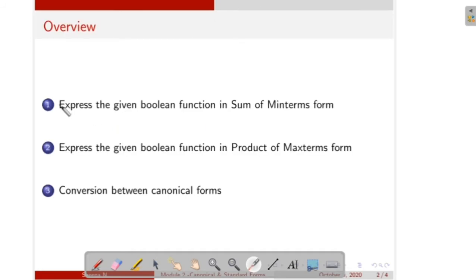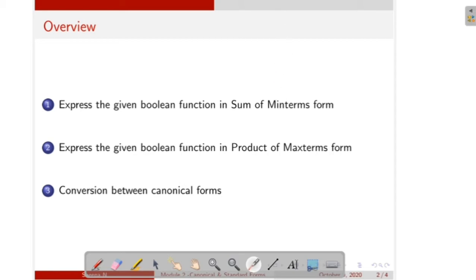That means first I am going to discuss how to express a given boolean function in sum of minterms form, that is SOP form. Then express the given boolean function in product of maxterms, that is POS form. Then conversion between the canonical forms, that means POS and SOP forms.